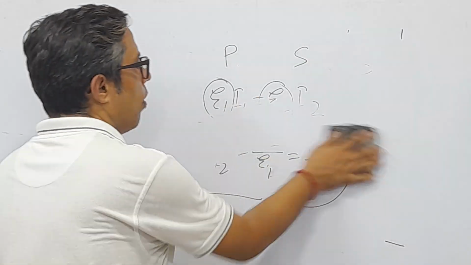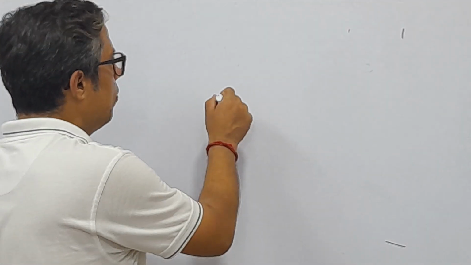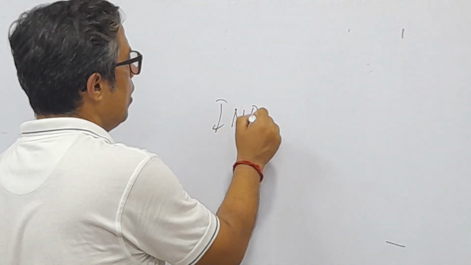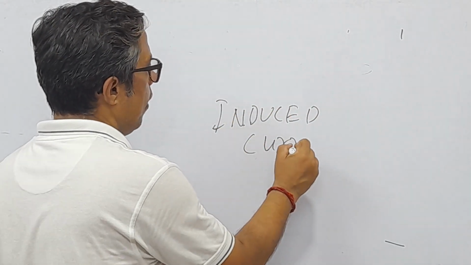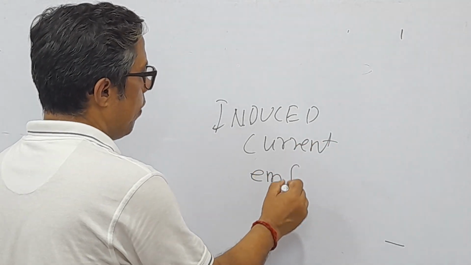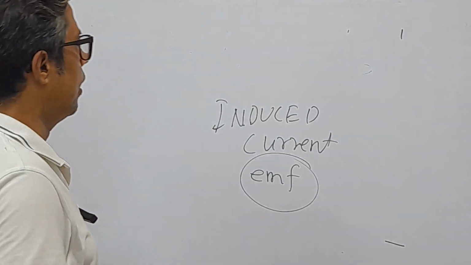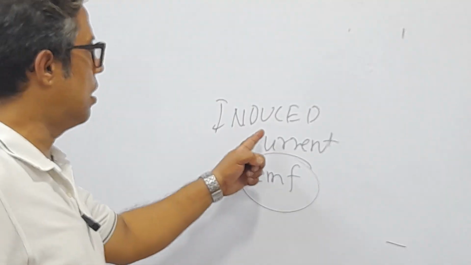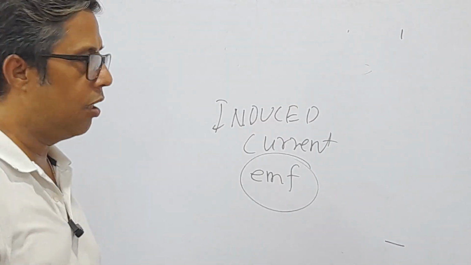Before closing, one question: what is induced current? Induced current is not a very simple current. It is the current which is produced from the induced EMF. In general, current is not induced. It is the output of the induced EMF, whenever there is a change in flux.